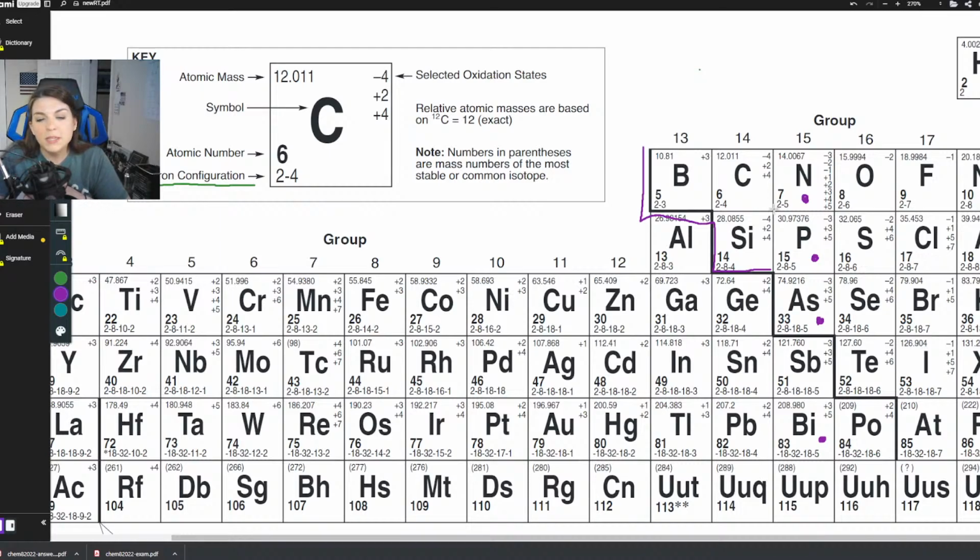And then bismuth down at the bottom is to the left of that staircase line, so it is going to be classified as a metal. This also goes along with the trend of metallic character. Going down a group, your elements are becoming more and more metallic, i.e. they're more willing to lose electrons. So bismuth is going to be the metal in that situation out of those that are listed.